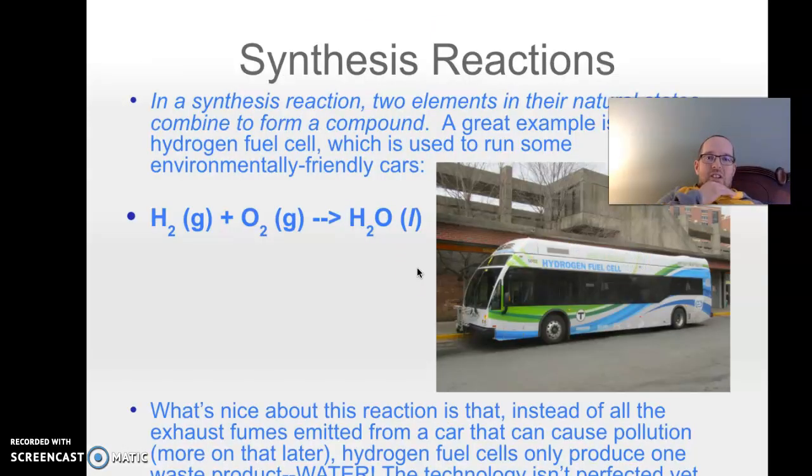So the first one is a synthesis reaction. In a synthesis reaction, we have 2 elements in their natural states combining to form a compound. A great example is found in a hydrogen fuel cell, and that's used to run some environmentally friendly cars, and increasingly, a lot of bus fleets are actually using hydrogen fuel cells to run completely clean buses. This is actually one in Boston. You can see the T there. So the MBTA runs hydrogen fuel cell buses within the city limits.